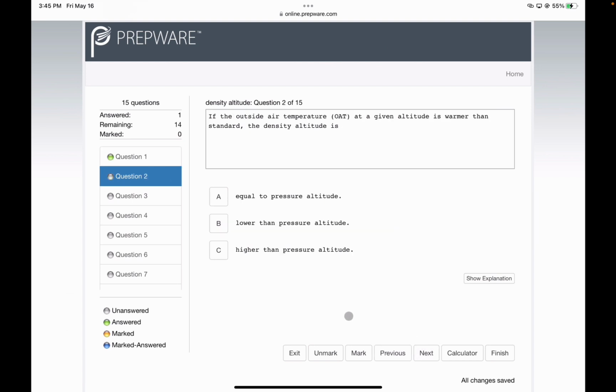Okay. If the outside air temperature at a given altitude is warmer than standard, the density altitude is. So what did we say again? We said, if the outside air temperature at a given altitude is warmer than standard. So we said, how does temperature affect density altitude?